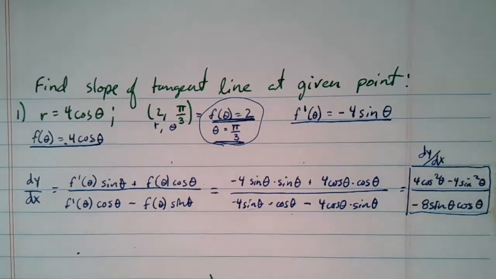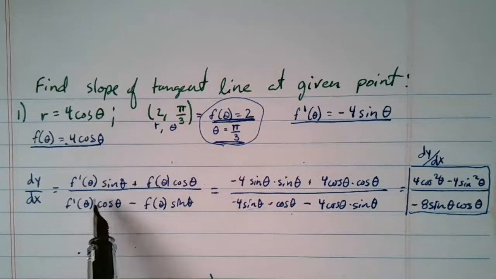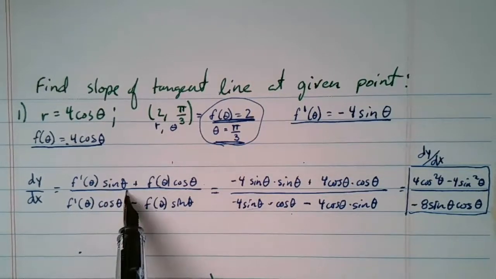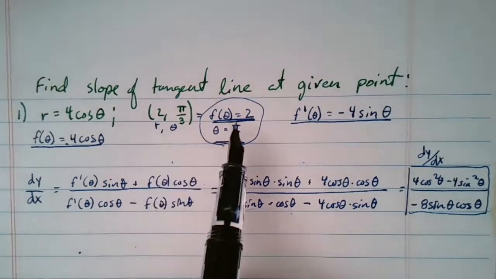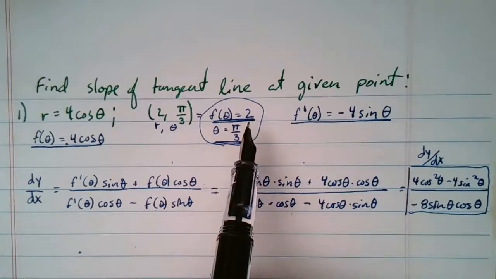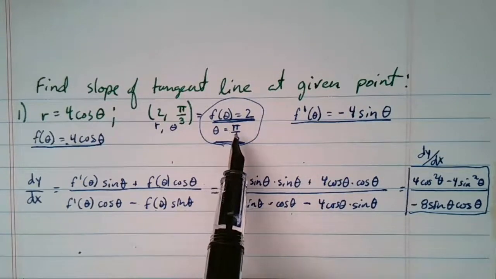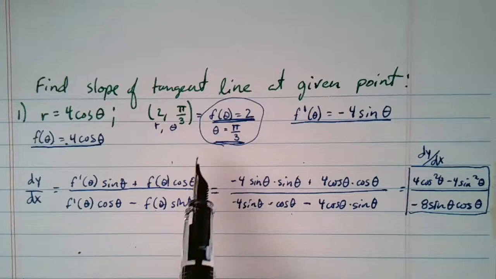Now, but we want to find the slope of the tangent line. The slope of the tangent line is actually going to be to take this equation right here and plug in f of theta equals 2 and theta equals pi by 3. Okay, so f of theta is 2.